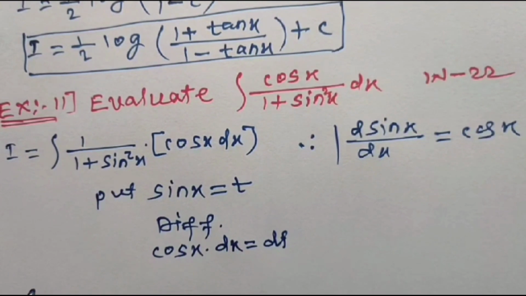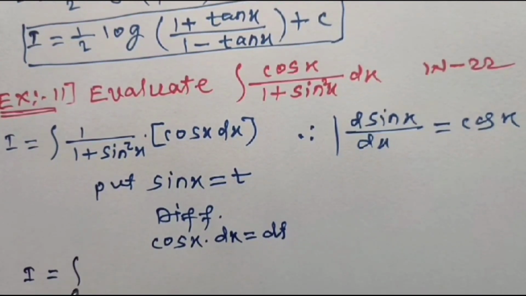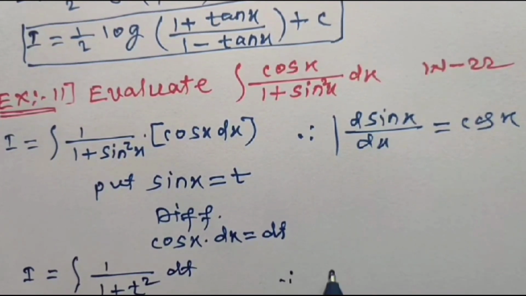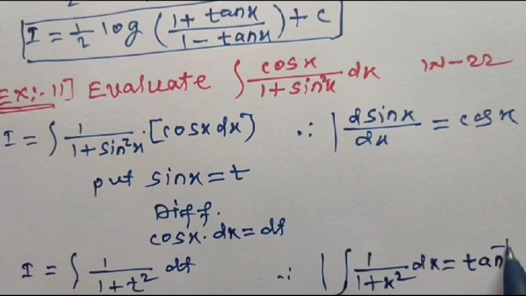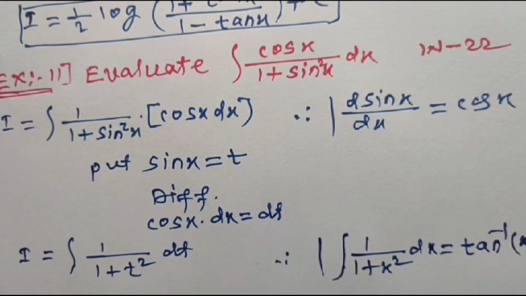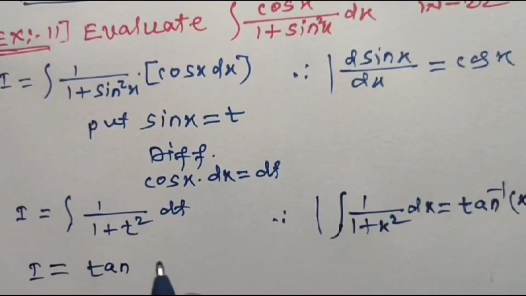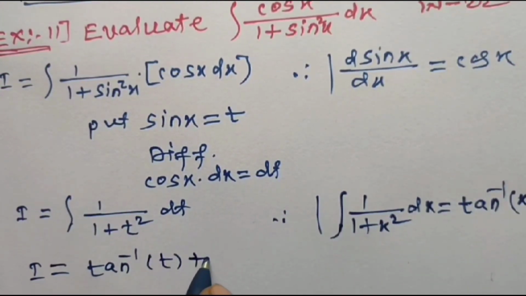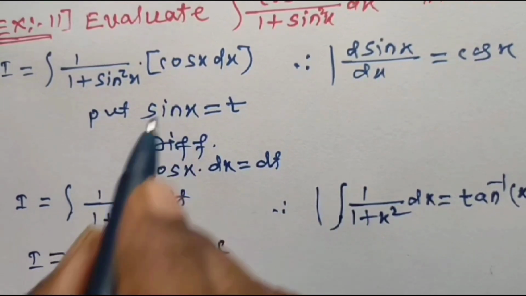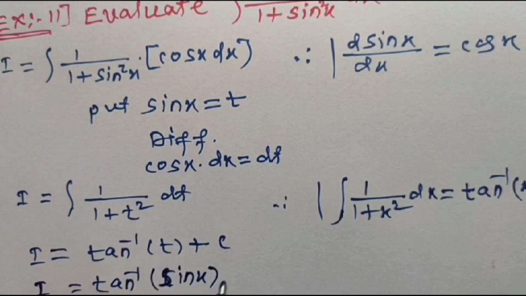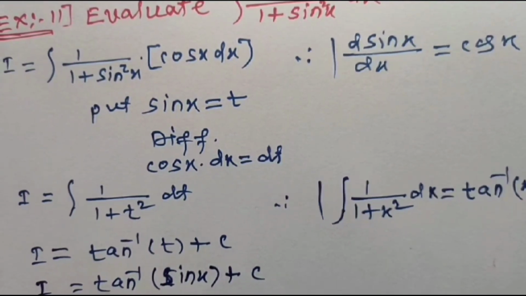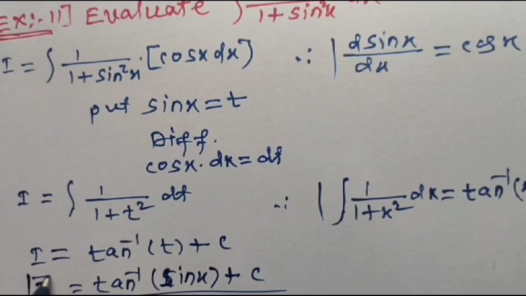Hence, integral I can be written as I is equal to the integral of 1 upon 1 plus t square dt. But you know the integral formula: the integral of 1 upon 1 plus x square dx is equal to tan inverse x. So this can be written as I is equal to tan inverse t plus integral constant c. But t is sin x. Hence I is equal to tan inverse sin x plus integral constant c. This is the solution for the given sum.